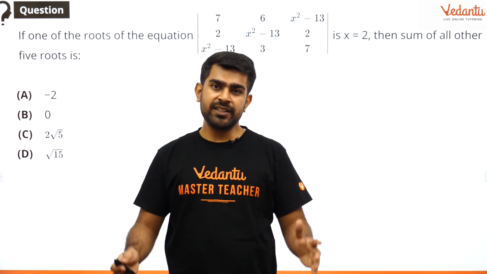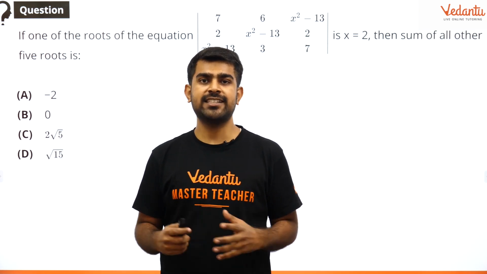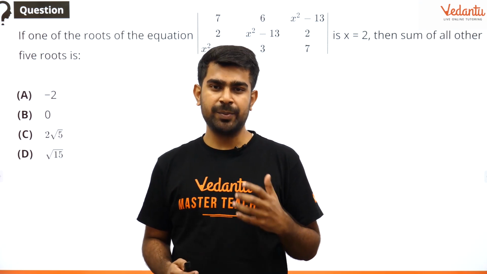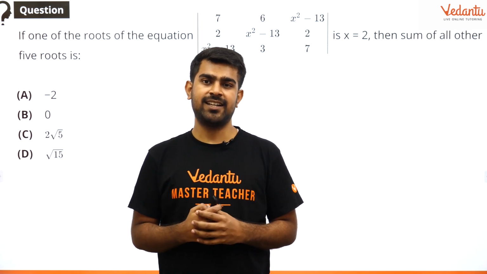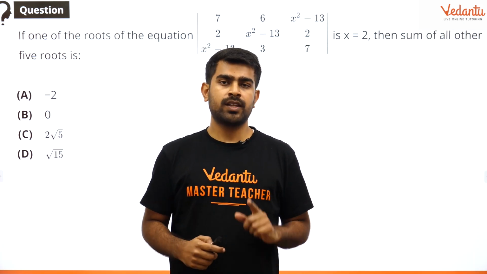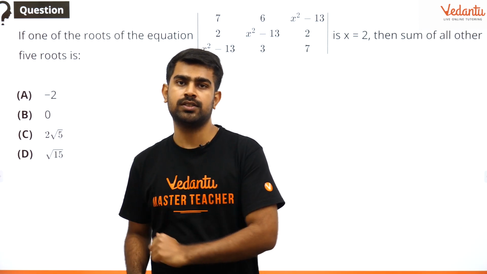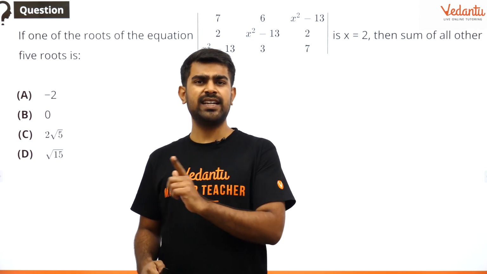Here you have a determinant again. It is a function of x and it's nothing but a polynomial of degree 6, as you all can see. One of the roots of this polynomial is 2. Then what is the sum of all the other 5 roots? How did they say all the other 5 roots?